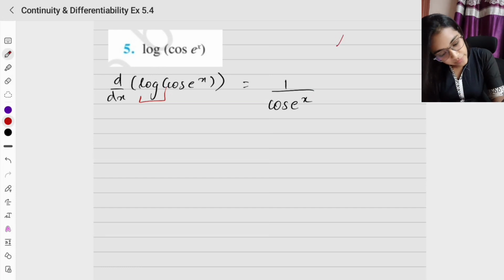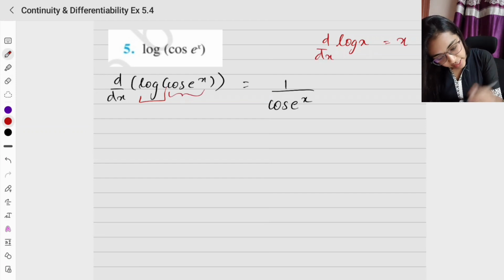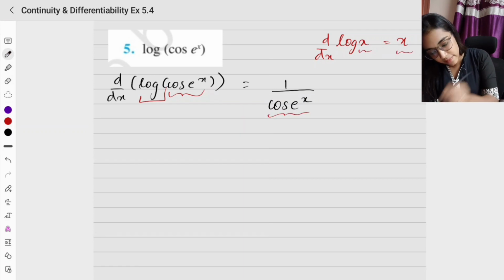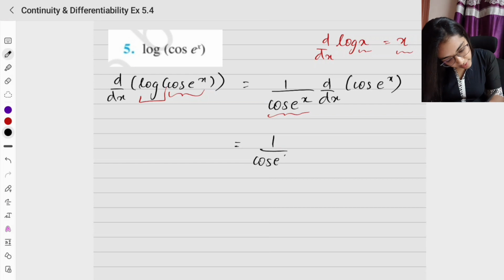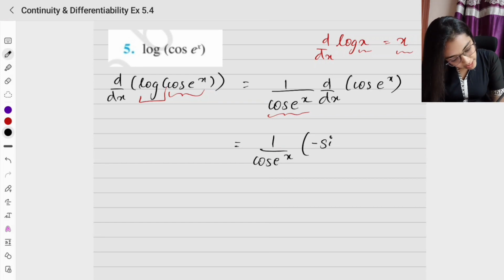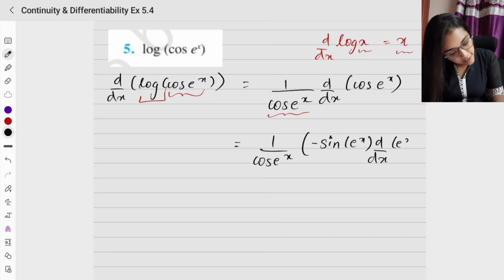Do you agree? d by dx of log x is going to be 1 by x. In there, x is my entire cos e to the x. So this x is nothing but cos e to the x. Agree? Okay. Now I need to find the derivative of what is inside the function. So d by dx of cos e to the x. So I'll have cos of e to the x, whose derivative is minus sine of e to the x. Don't forget the d by dx of e to the x.